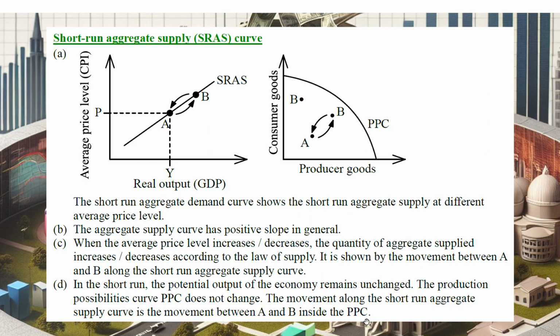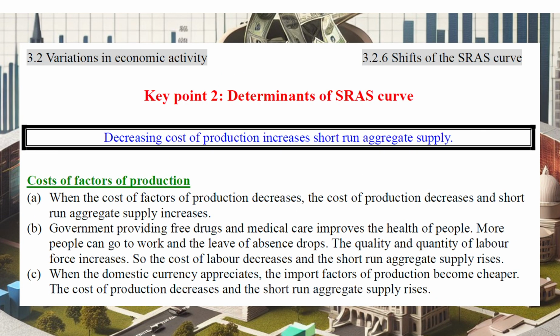So what are the factors affecting the SRAS curve? Just one factor: the cost of production, the cost of factors of production. When the cost of production decreases, it's cheaper to produce, so firms produce more, and aggregate supply increases.